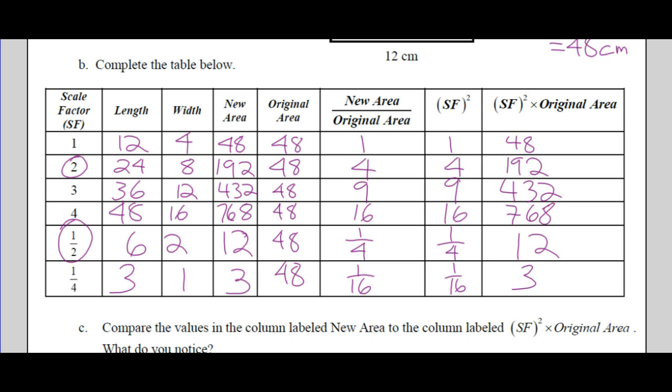Great. So you can see that we don't necessarily have to go through all of that in order to find the new area, right? We know the original area is 48. If I scale it by a factor of 2, then think about this: I'm taking the length, and now I've got 2L, and I'm taking the width, and now I've got 2W.